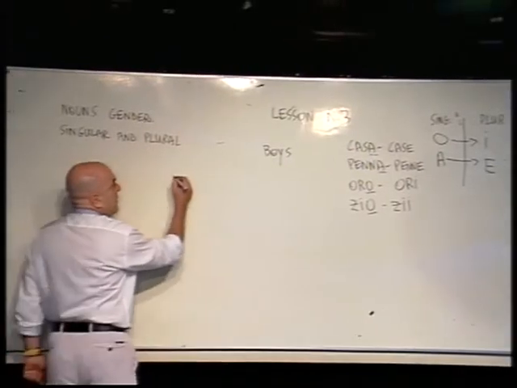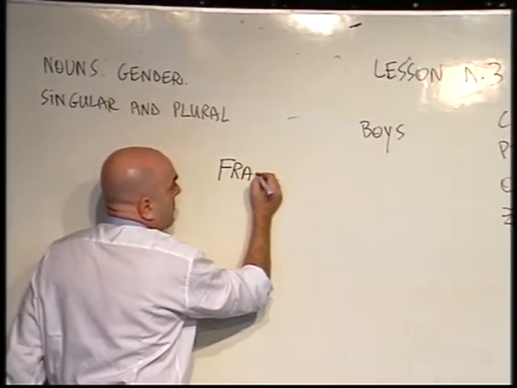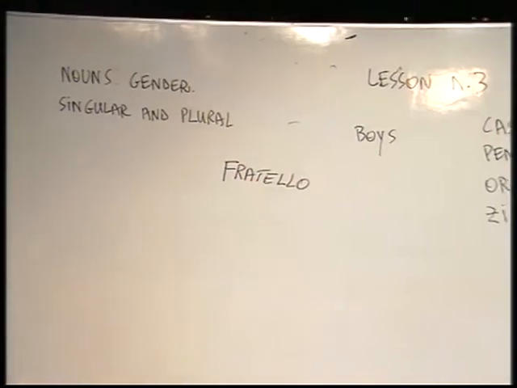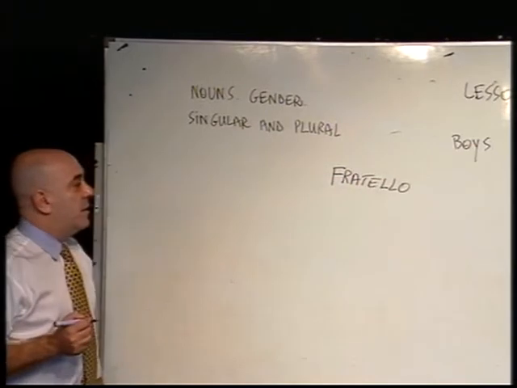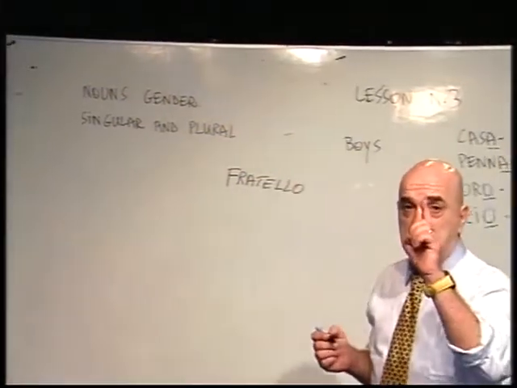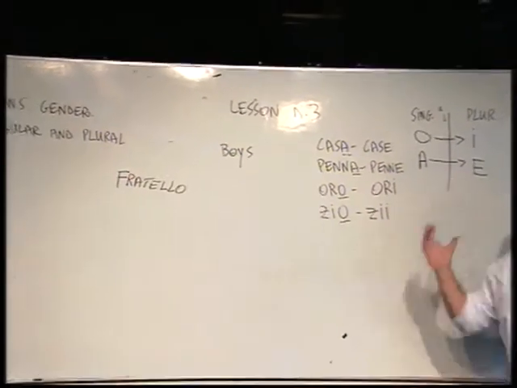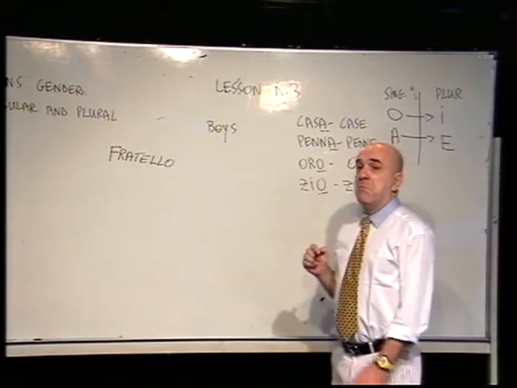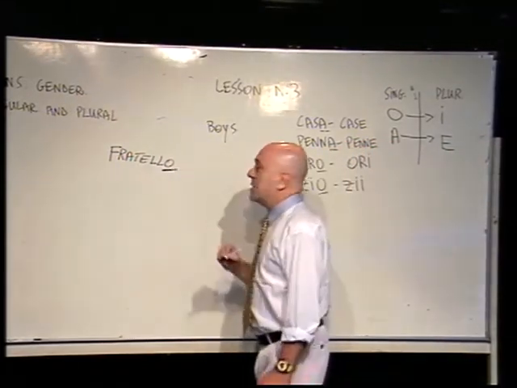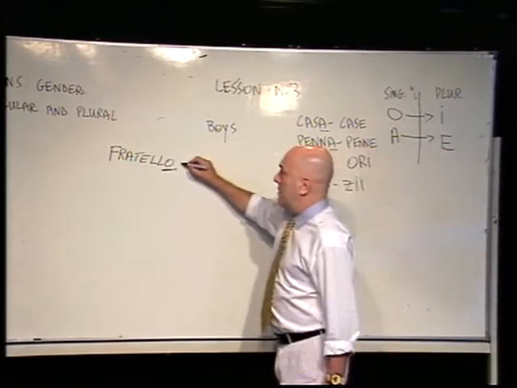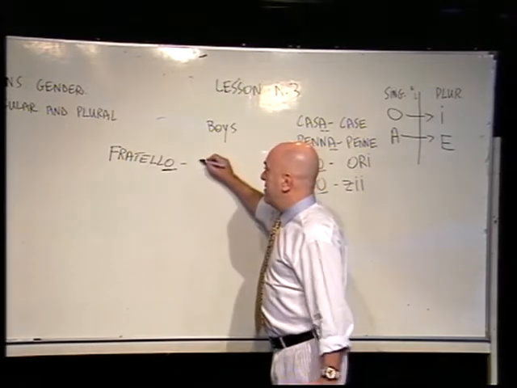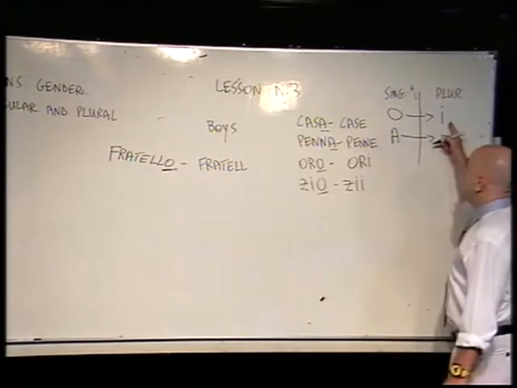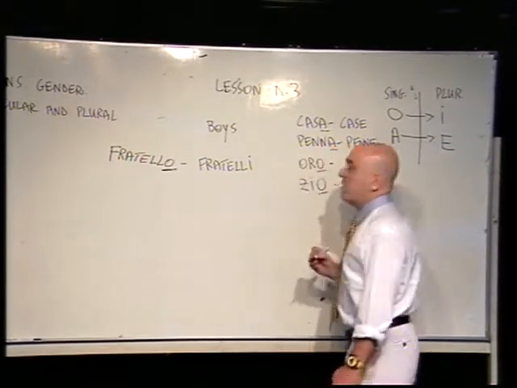Give me 5 more minutes, or even 3. I will write here some words, of course in singular. Fratello, a word that we already used in lesson number 2. Fratello means brother, of course it's one. Imagine you want to say I have 3 brothers. So the last letter is O, because the word is masculine. In order to become brothers, you have to change the last letter. So fratello will become, try, fratelli. O changes to E.